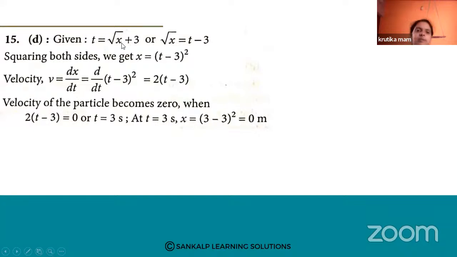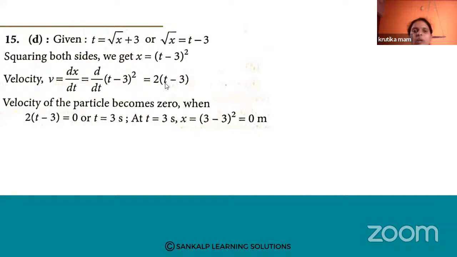You can see the given equation t is equal to root of x plus 3. So therefore root x is equal to t minus 3. On both sides you will get x is equal to (t minus 3) whole square. So therefore velocity is equal to dx divided by dt, which is equal to d by dt of the x value, which is (t minus 3) whole square. So when you differentiate this, you can differentiate like x raised to n, which is n into x raised to n minus 1. So it becomes 2 into (t minus 3).